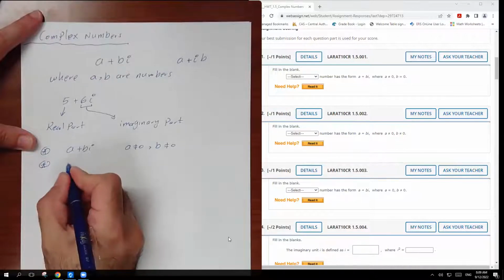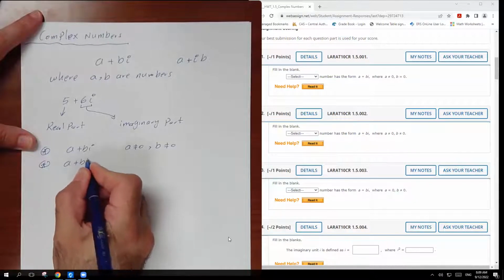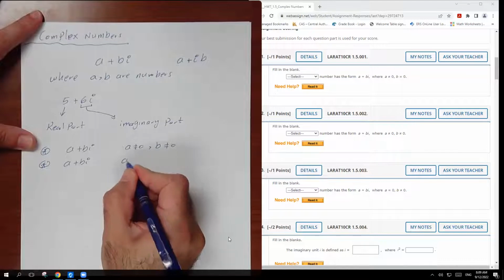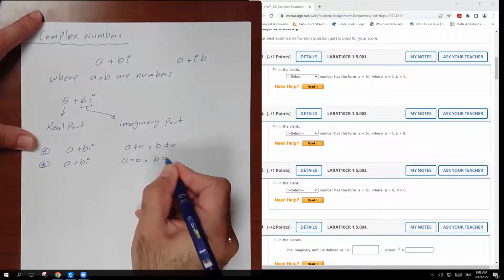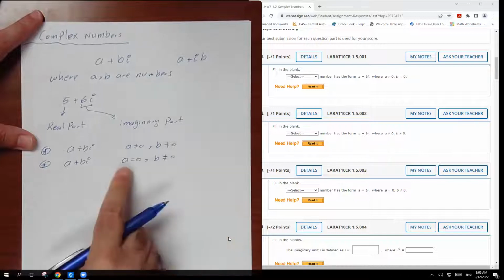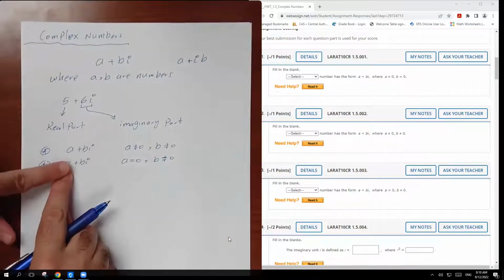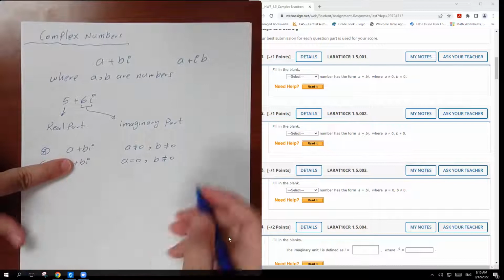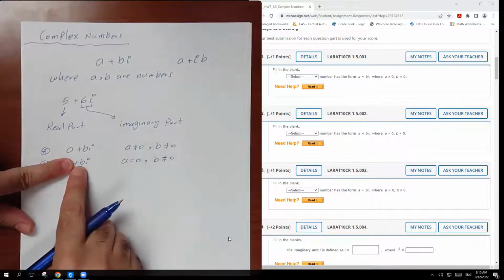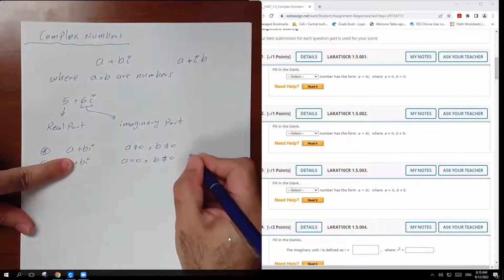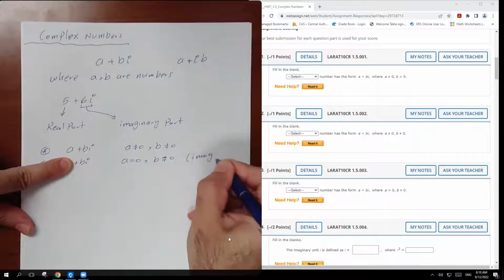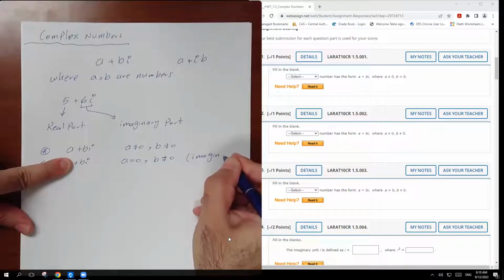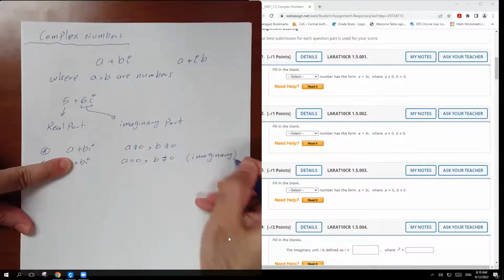Another note: if A plus Bi, where A equals 0 and B is not equal to 0, that means we cancel the A. Now it's going to be the pure imaginary part, just the imaginary part. They call it a pure imaginary number.